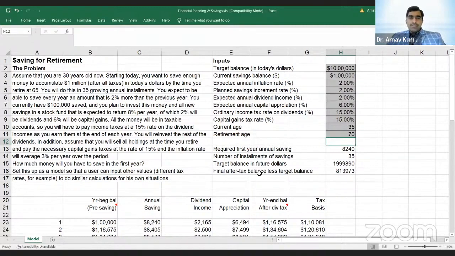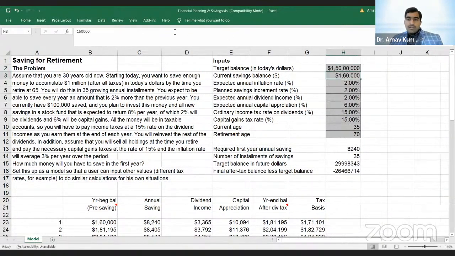So this is the idea of creating a model so that inputs can change. Initial savings we can change, and we can have $1,60,000 as starting, and we can have the target balance as 1.5 million. So accordingly, everything will change. So the idea behind developing a financial model is to do something like this.